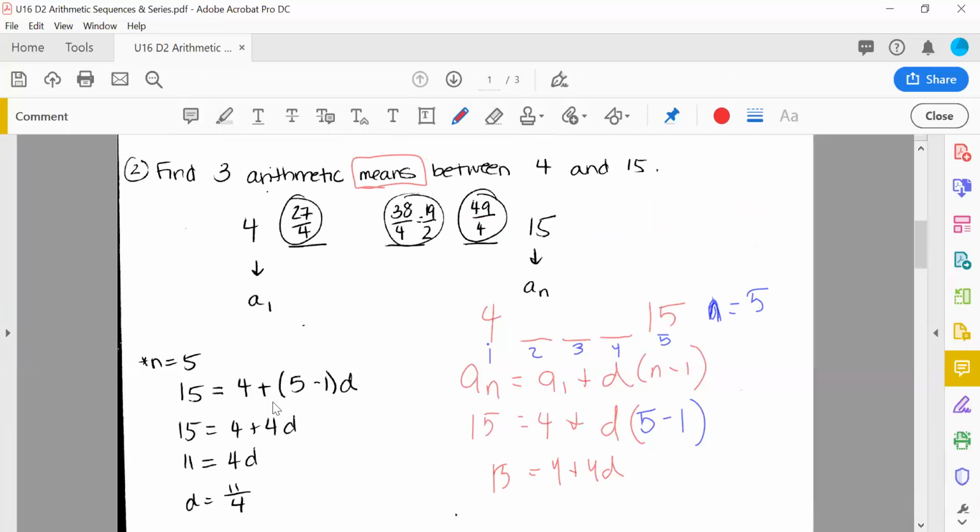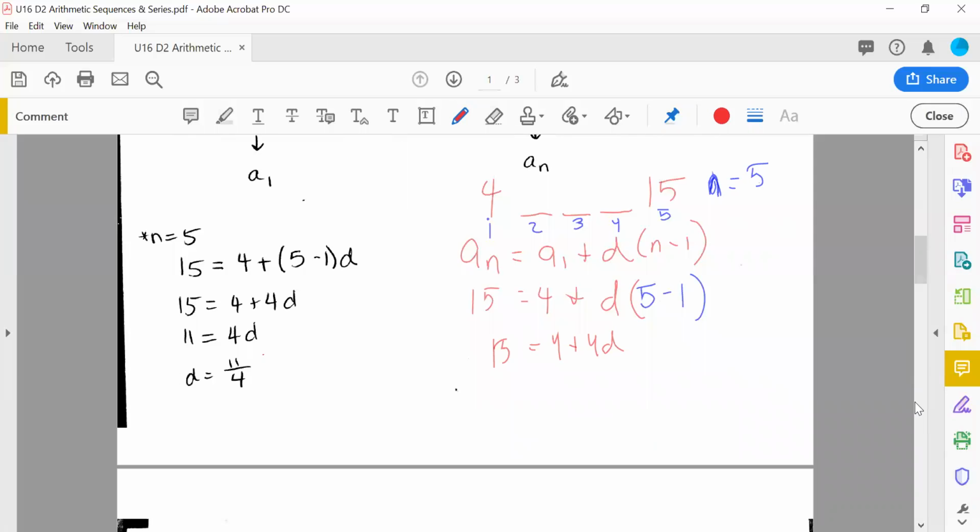So then you're not done yet. You found out what d is. But now you need to find the missing thing. So 4 over 1 equals 16 over 4.